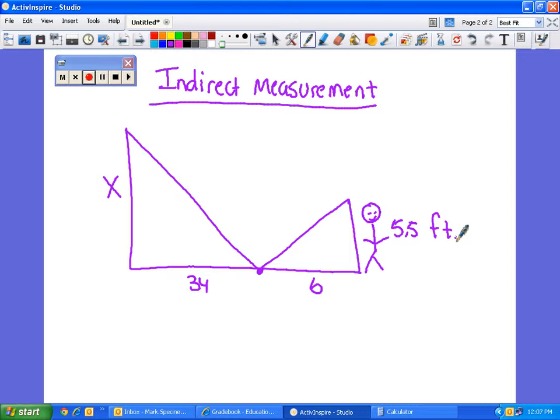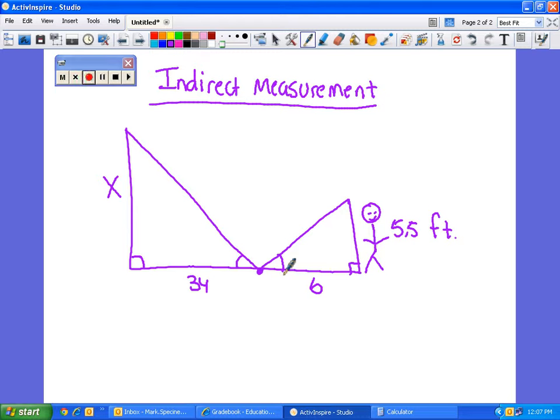So what we know is that these are both right angles, and we know that these angles are vertical angles. So we know that the triangles are similar using the angle-angle similarity postulate. So once we know that, we can set up a proportion. Again, there's two ways to do this. You can either compare the corresponding sides, or you can compare the two sides on one triangle with the corresponding sides on the other triangle.